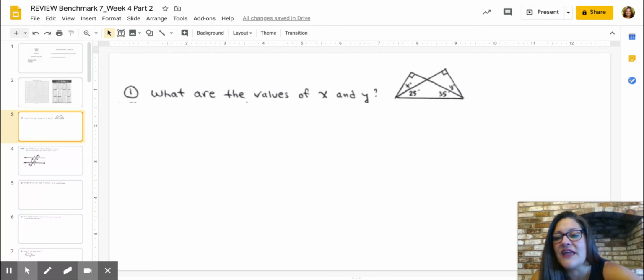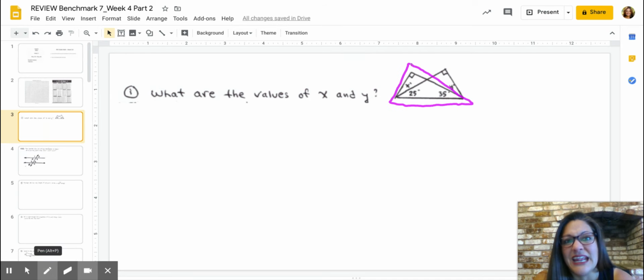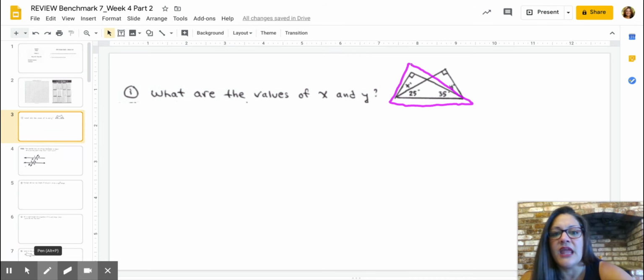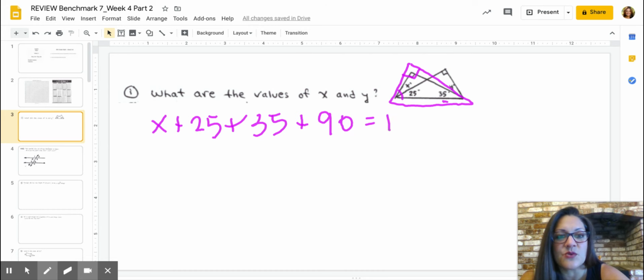Okay, so what are the values of x and y? Well, I know that in a triangle, the sum of the three angles has to be 180 degrees. So let's look at this triangle here that has x in it first. We're just going to add them up. So x plus 25 is this angle here. So we'll go x plus 25 plus, over here is 35. And this right angle up here, of course, is 90 degrees. And all of that equals 180. So now we just solve for x.